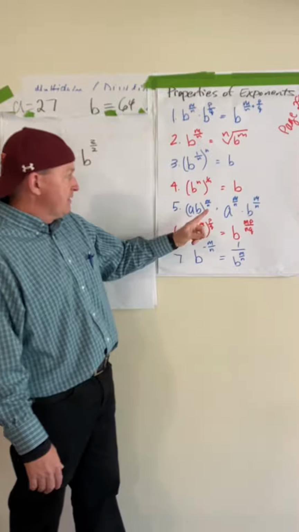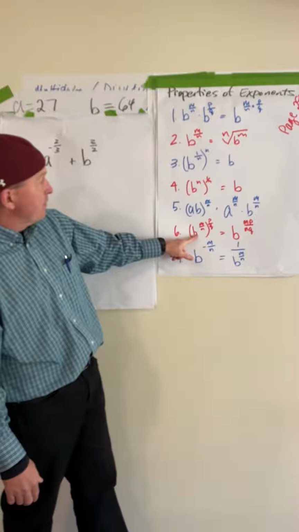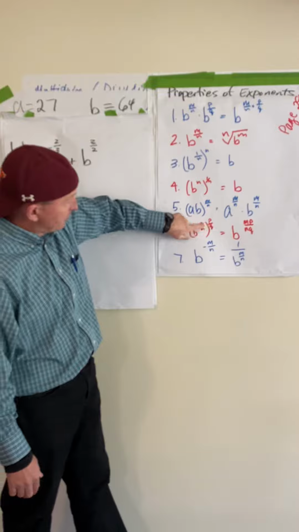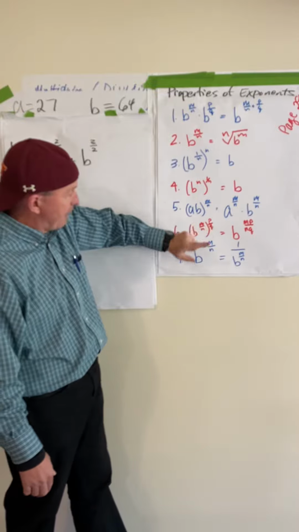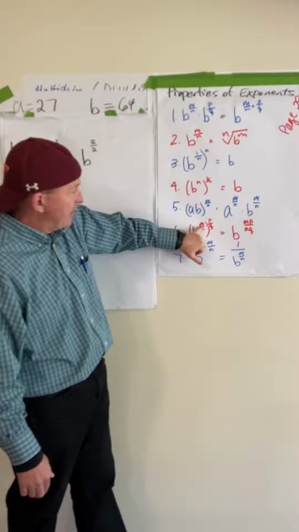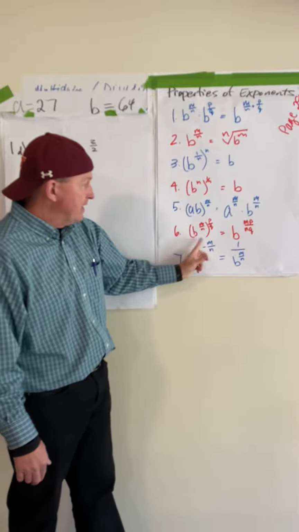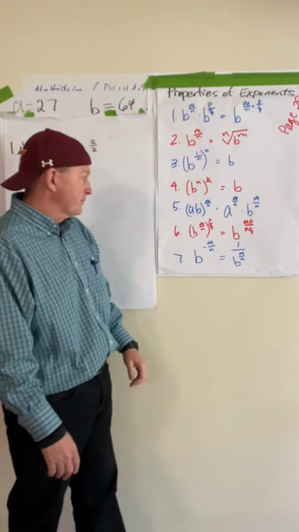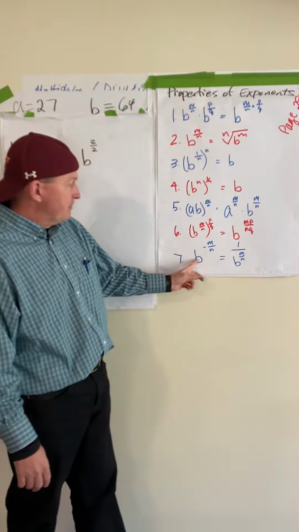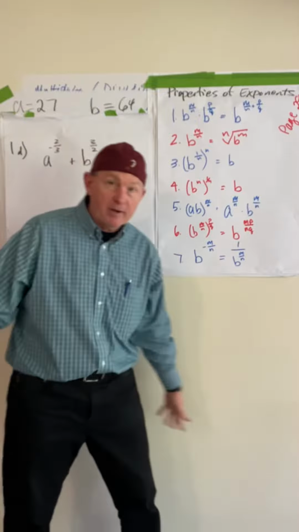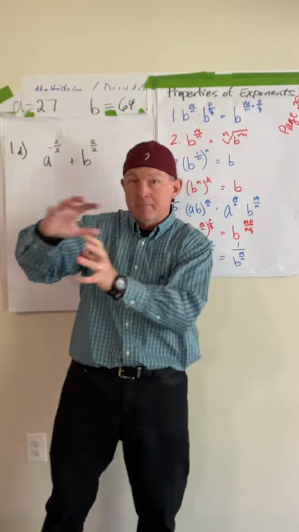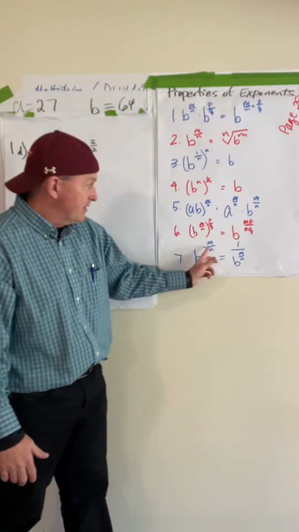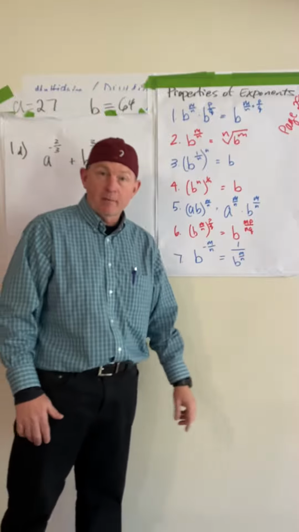Okay. Very similar idea to what we were doing here and here. It's power of a power, I should say. So we're going to multiply m over n times p over q, so we get b to the mp over nq. Whew. Got to multiply those out. And the last one, number 7, b to the negative m over n. Remember, negative exponents: take the base and make it a fraction. So it's 1 over b to the m over n. Now the negative is gone.